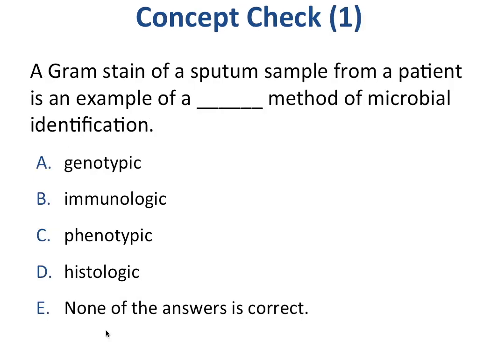Now let's do this question. A gram stain of a sputum sample from a patient is an example of what method of microbial identification? Gram staining lets us look at the color of the microorganism, right? So the correct answer is C, because color is one type of phenotypic feature.